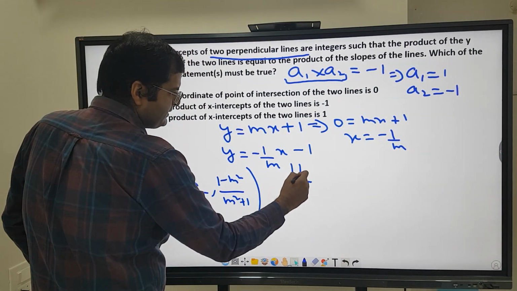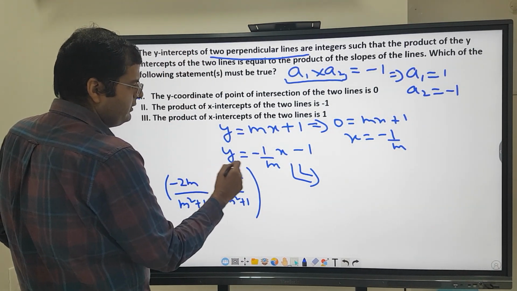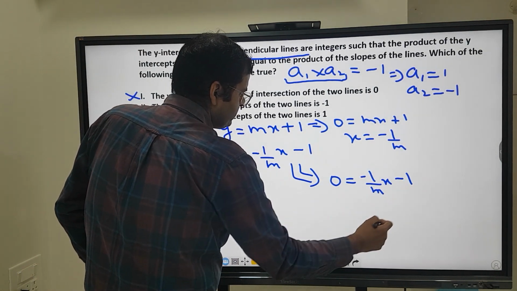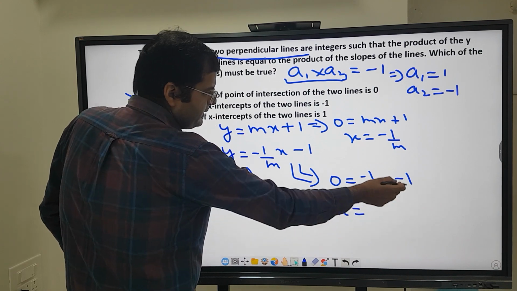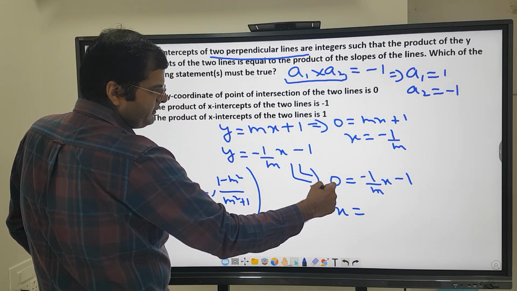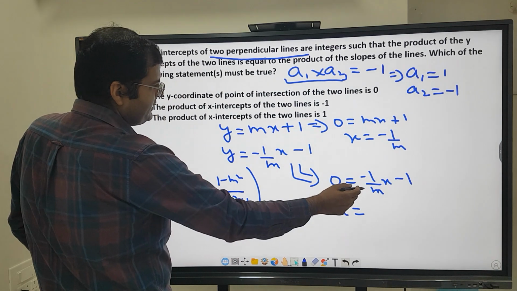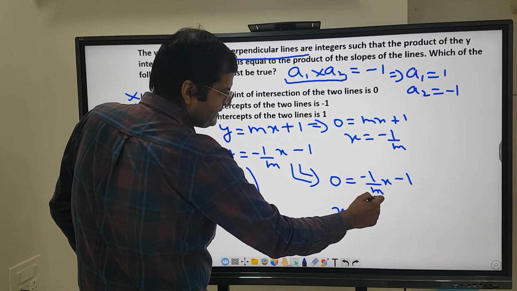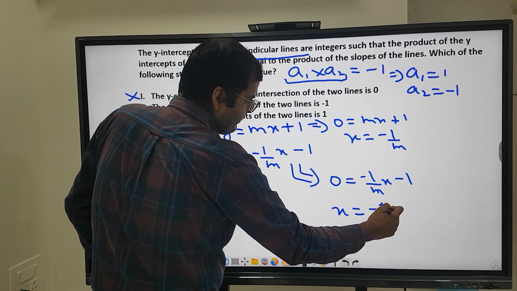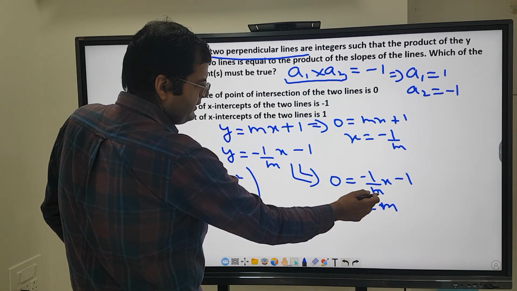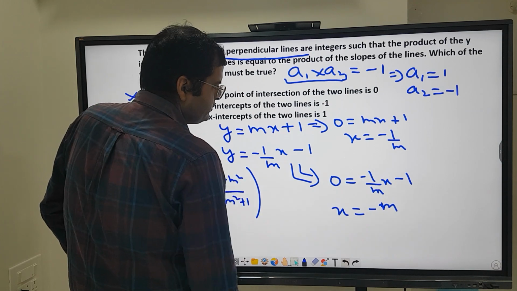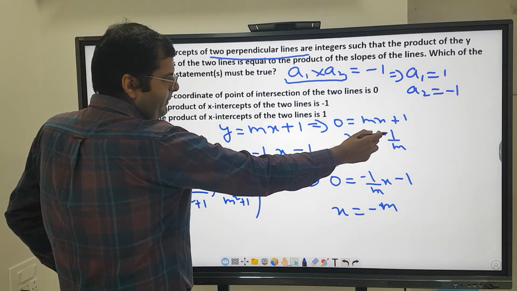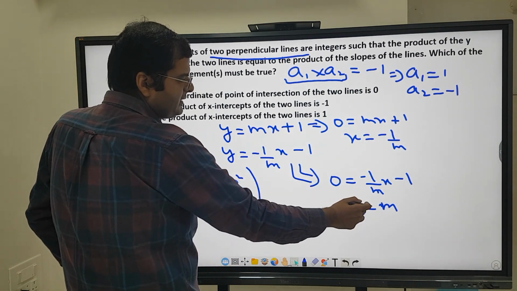And in the second case, if I put y is equal to 0, this becomes 0 is equal to minus 1 upon m into x minus 1. So x will then be equal to, this 1 comes over here, becomes positive 1, and then x by m, so x is minus m. So one of the intercepts is minus 1 by m and the other intercept is minus m.